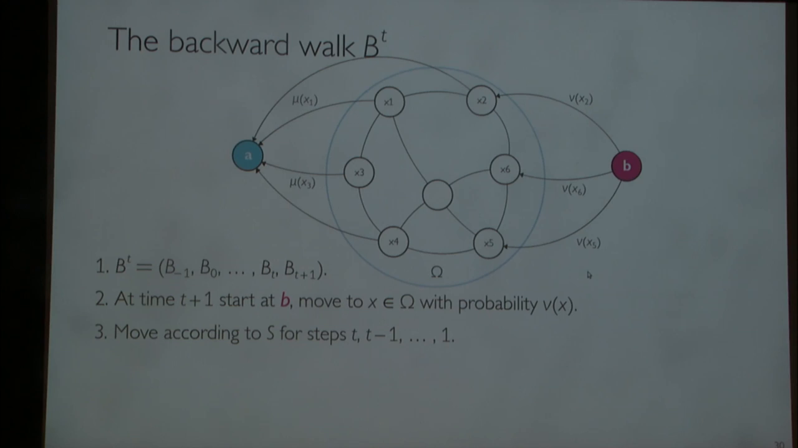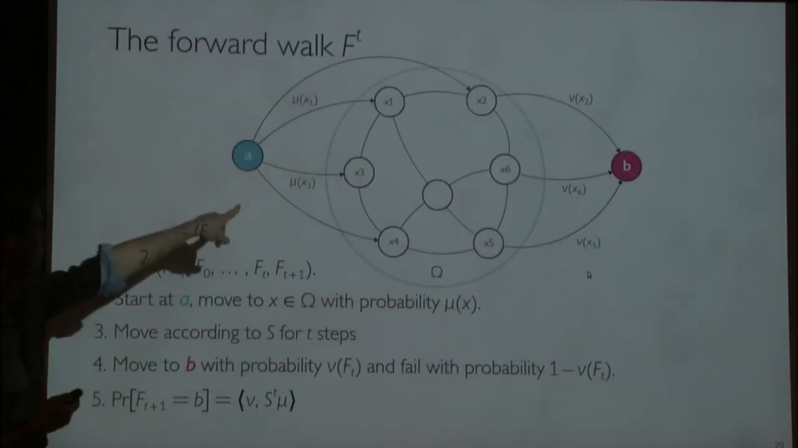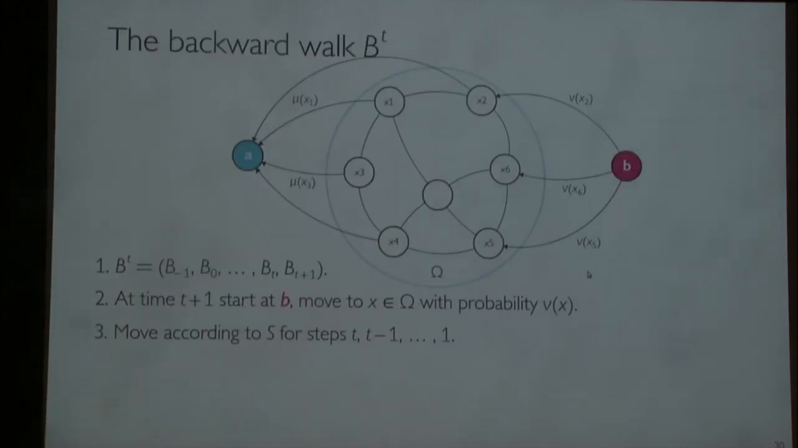OK, so now we'll define a backwards version. Now I flip the arrows in the other direction, if you notice. I start from the B state now, and the time ticks backwards. Time starts from T plus 1, at which I'm at B. And going to time step T, I transition to one of the x's in omega, one of the original states, with probability nu of x. Now with probability 1, I'm inside omega. And then I move according to the transition kernel S for T time steps.